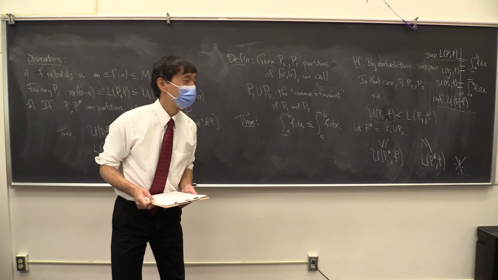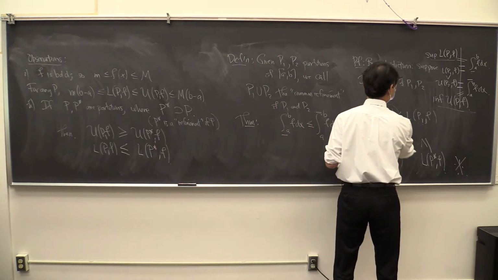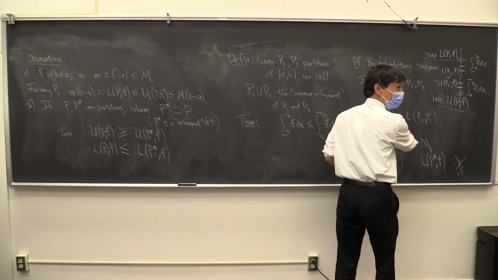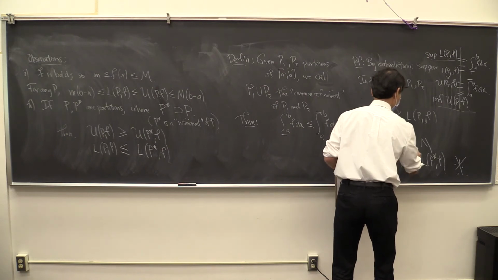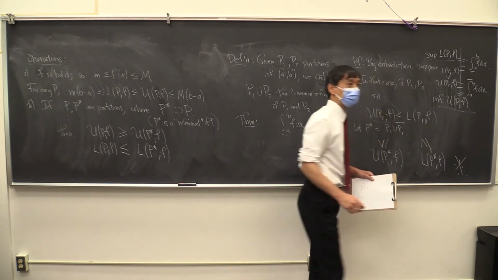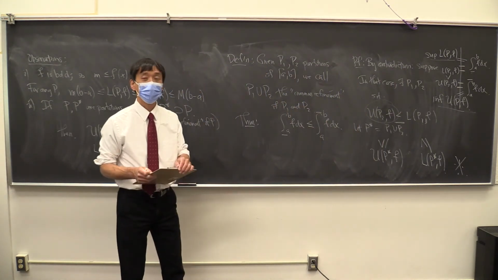Wait, is that strictly smaller or less than or equal to? It's strictly smaller because of this thing here. I see. This is less than or equal to this, which is strictly smaller than that. So that strictly smaller gives us that this is strictly smaller than that. Okay.